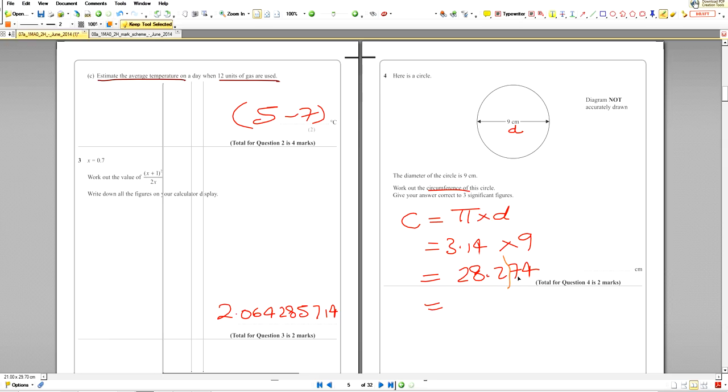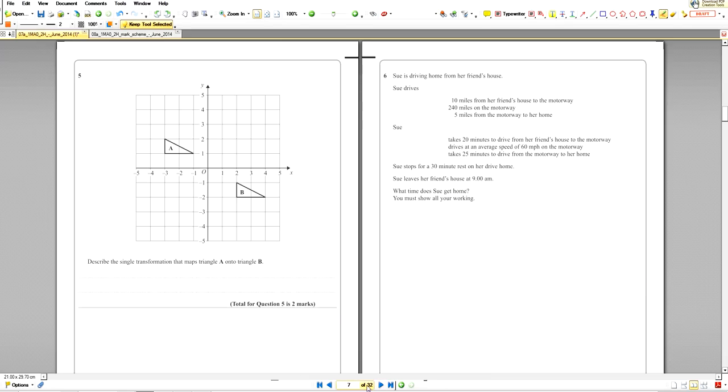So 28.2, the 7 is 5 or more, we add 1 to the 2. So that gives us 28.3. That is to 3 significant figures is the circumference. So 28.3 centimeters. And I'll write on the bottom here 3 F brackets done. Total for question 4 is 2 marks. So we got our formula in here with the right values, we move on to the next question.